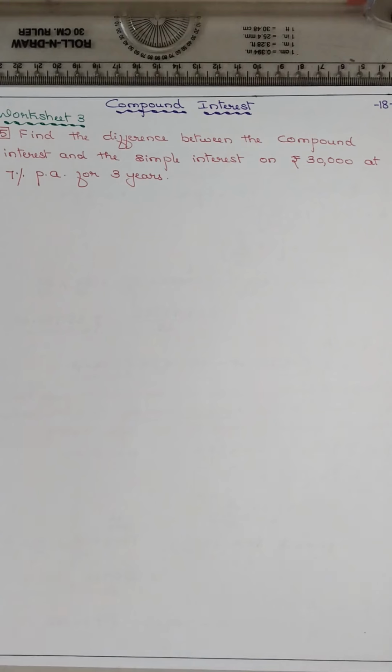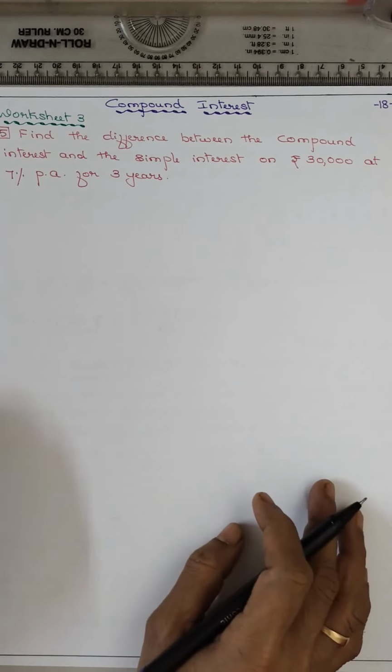Coming to the 5th sum, find the difference between the compound interest and the simple interest on rupees 30,000 at 7% per annum for 3 years. So there are two sums, one is CI, one is SI, isn't it? And find out the difference between the two.